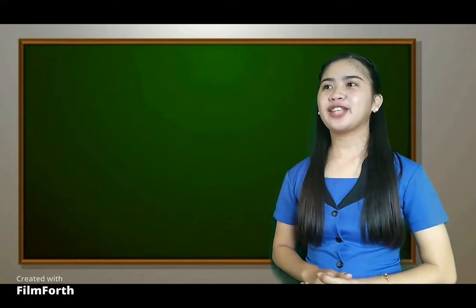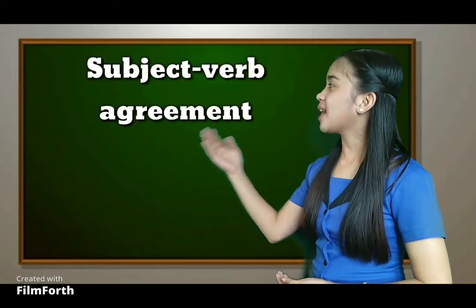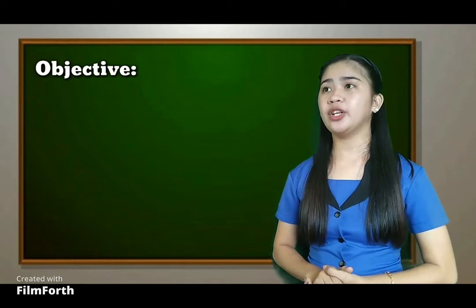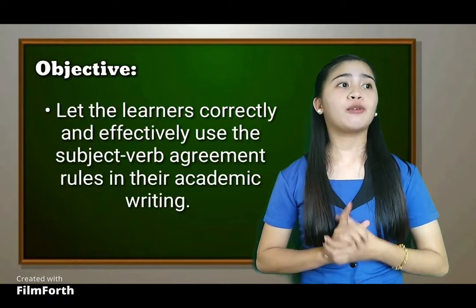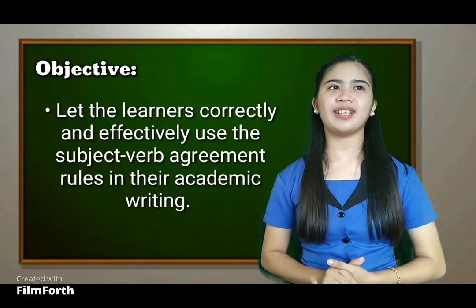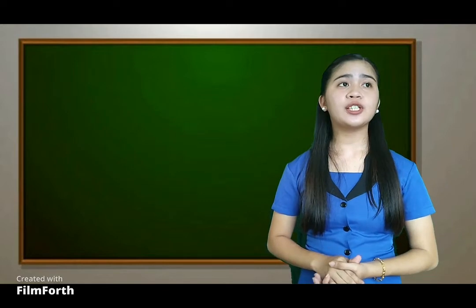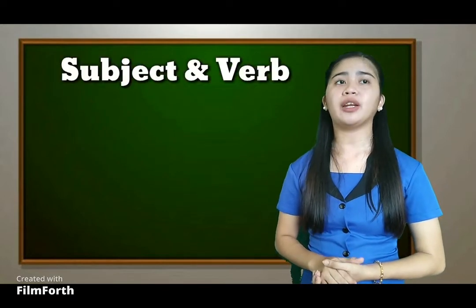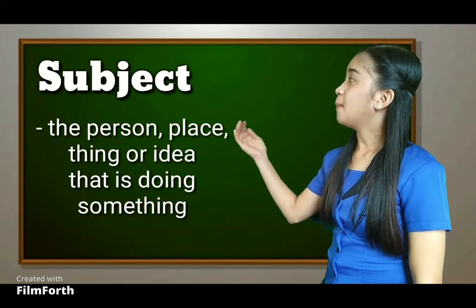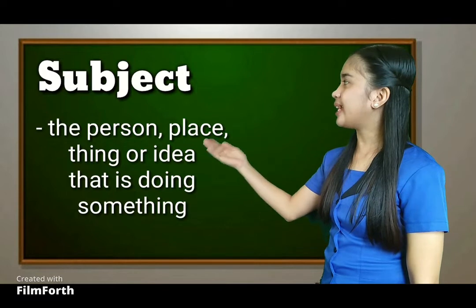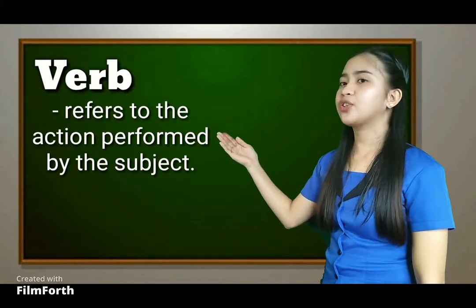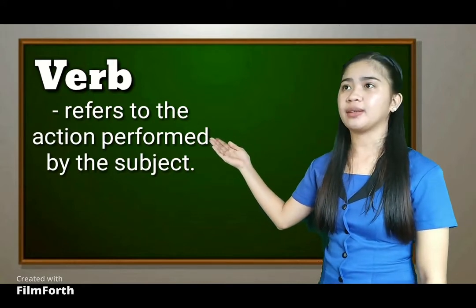Okay, class. Our topic for today is all about subject-verb agreement. The main objective of this lesson is to let the learners correctly and effectively use the subject-verb agreement rules in their academic writing. Let us first discuss the meaning of a subject and a verb. The subject of a sentence is the person, place, thing, or idea that is doing something, while the verb refers to the action performed by the subject.